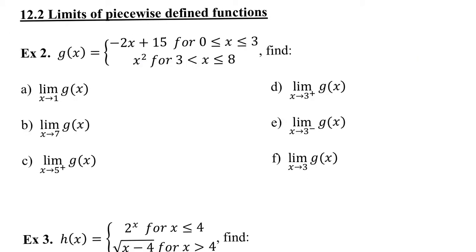Okay, now I'm going to use direct substitution again, but I'm going to use it for piecewise defined functions, which we've seen before. We've graphed them before. So in this case, it says g of x equals negative 2x plus 15 when 0 is less than or equal to x is less than or equal to 3. It's x squared for 3 is less than x is less than or equal to 8, and it is undefined for any values outside that domain.